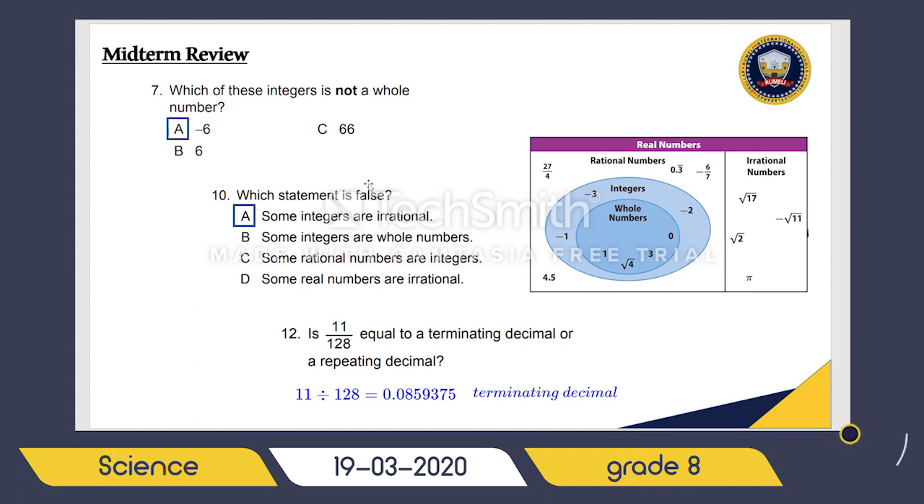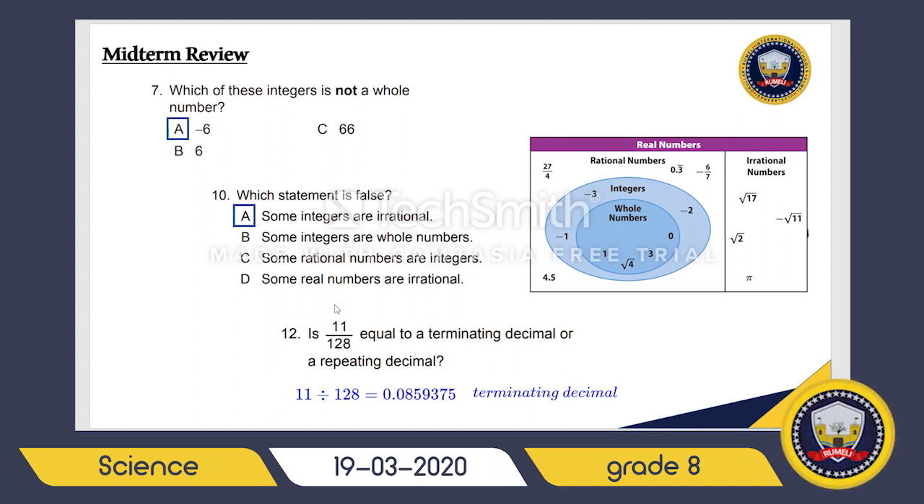Since the question is asking for the false statement, then this is A. Why? Because it says some integers are irrational. Look, this is the group of irrational numbers and this is the group of integers. They don't intersect. So there is no integer that is irrational. Never. So this statement is false.